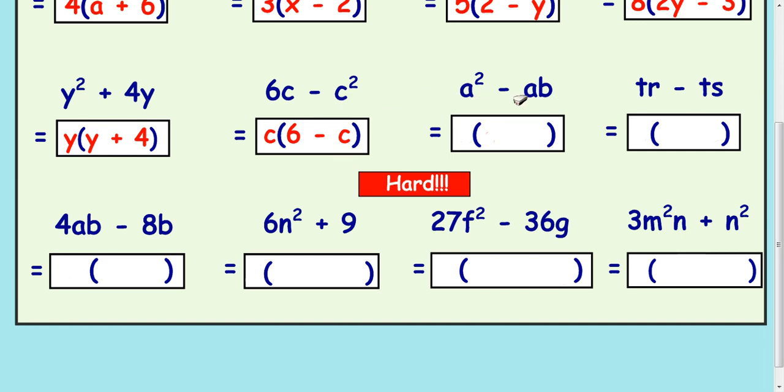The next letter that's common is the a. So take the a outside the bracket. A times what is a squared? That's another a. We need a takeaway. And a times what makes ab? Well, that's just b. On to the last one here, you look for the common letter in both bits, and that's a t. So take it outside the bracket. t times what makes tr? That's an r, a takeaway, and t times what makes ts? Well, that's an s.